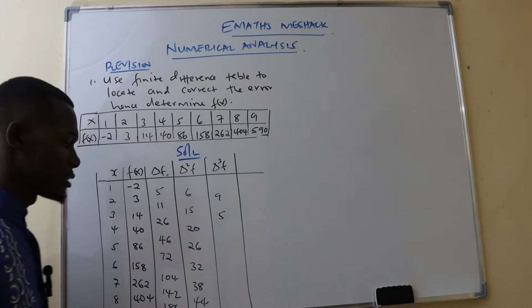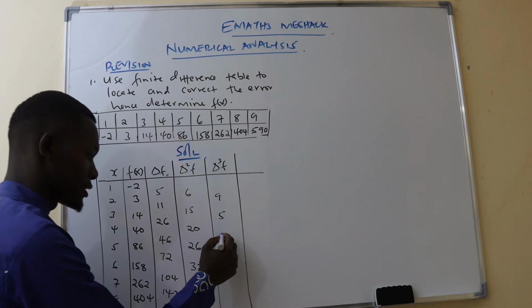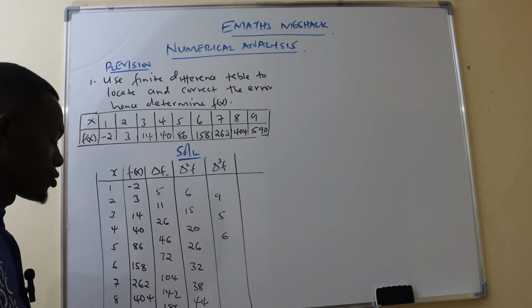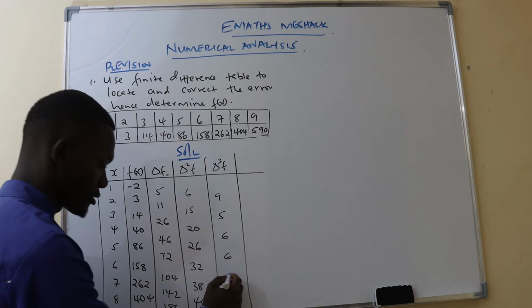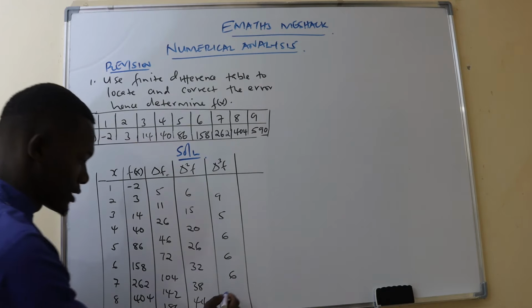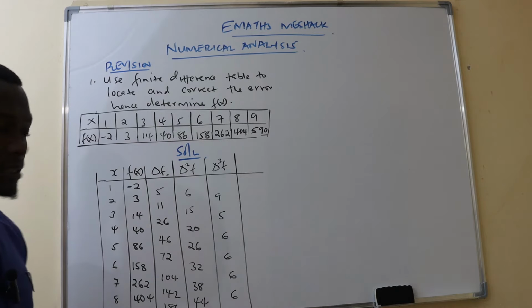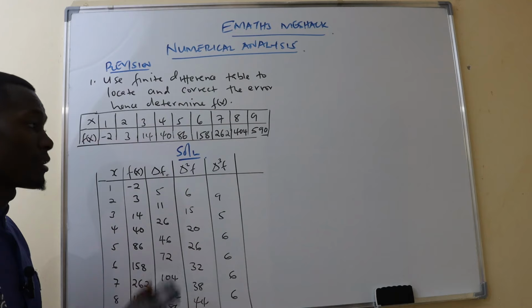Then you have 26 minus 20, that will give us 6. 32 minus 26 gives us 6. 38 minus 32 gives us 6. Then 44 minus 38 will also give us what? 6. And I'm sure by now you can already see where we have an error.